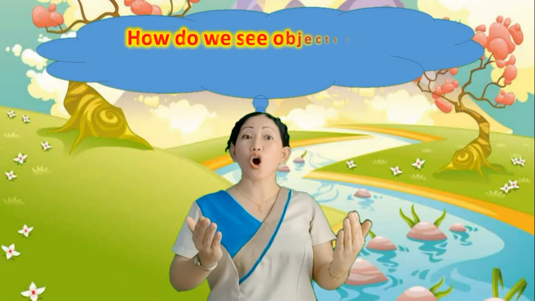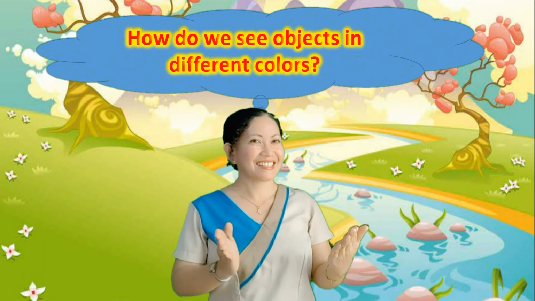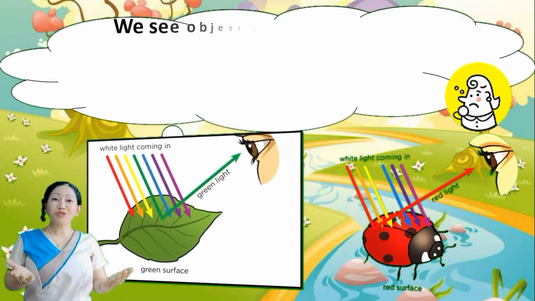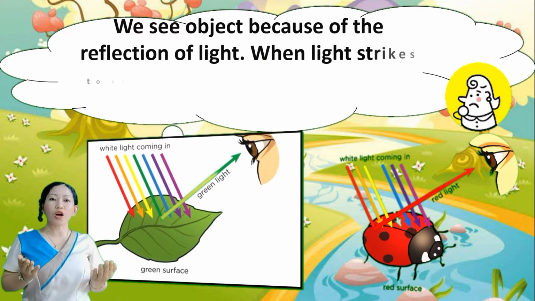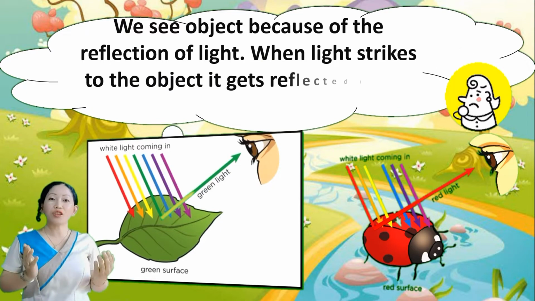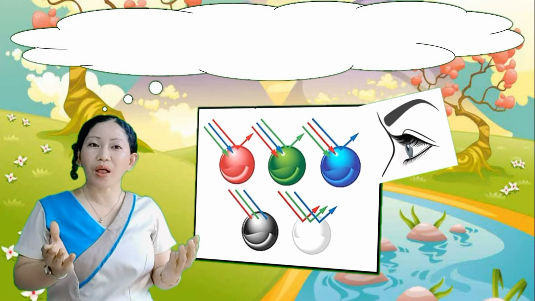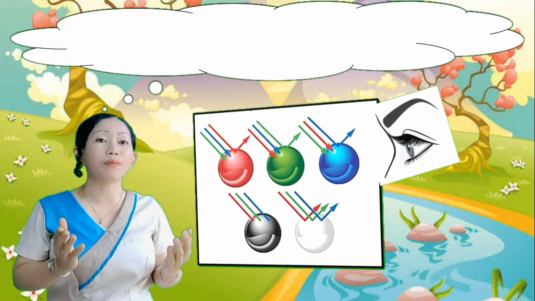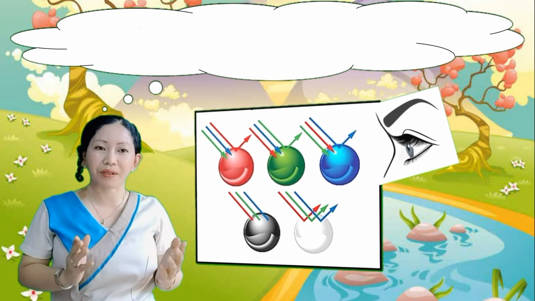How do we see objects in different colors? We see objects because of the reflection of light. When light strikes the object, it gets reflected to the human eye. How does a colored material affect its ability to absorb more light? Well, the answer is simple.